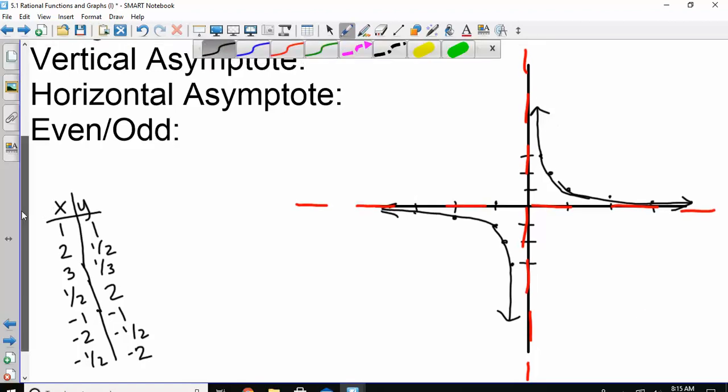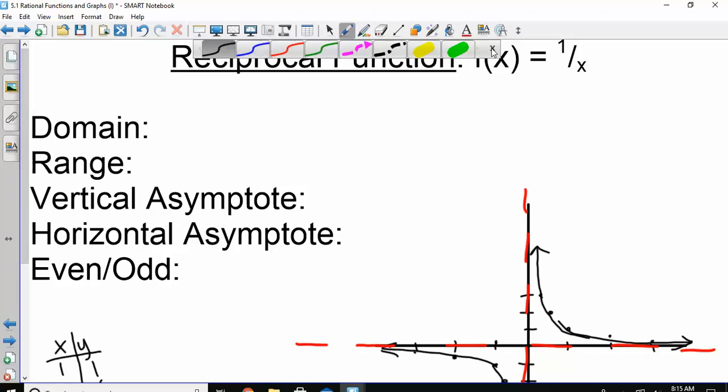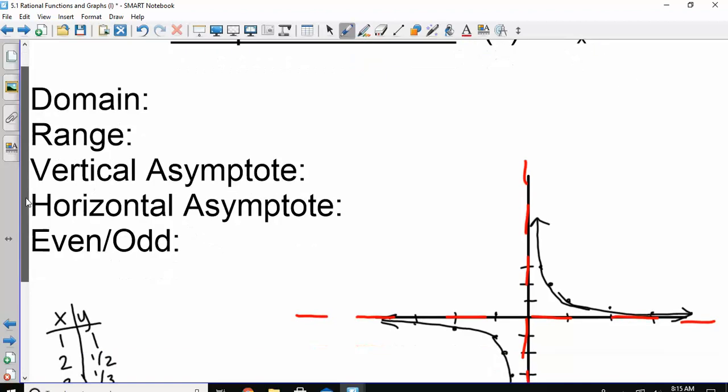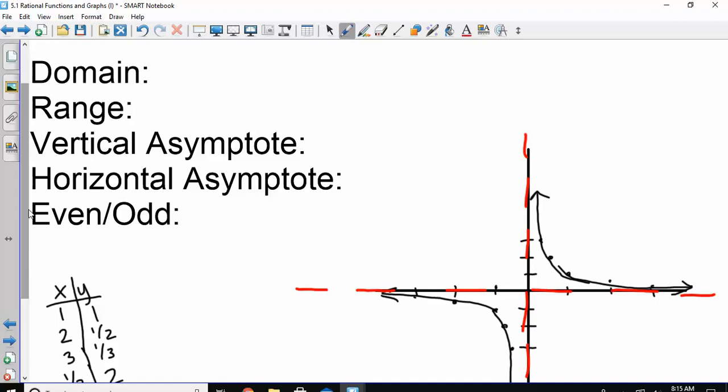So now let's answer some questions. Domain, we could have found that from the original. We already said we couldn't plug in a 0. We can also see it from the graph. I'm coming from negative infinity. This piece stops at 0. Next one picks up and goes forever. So our domain is negative infinity to 0, union 0 to infinity.